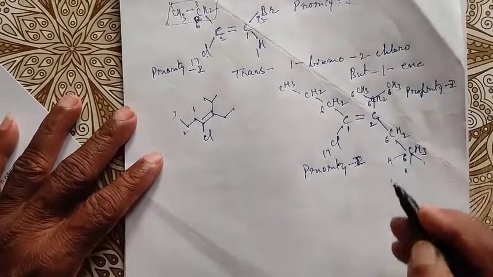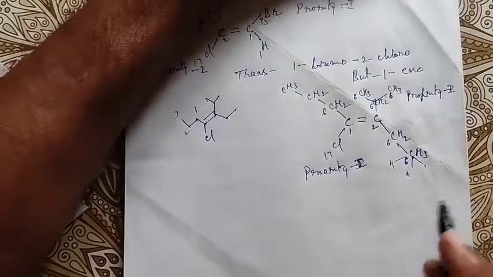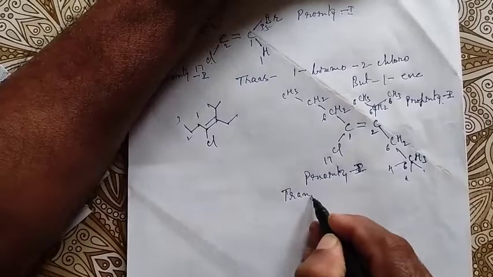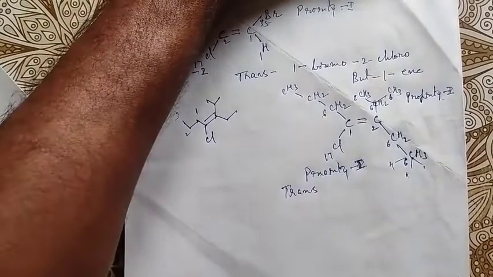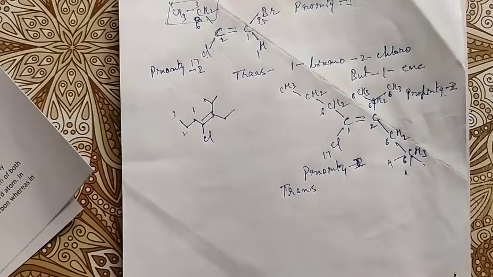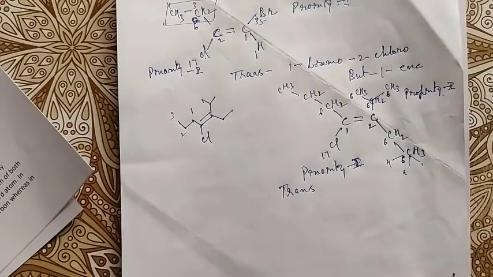So here the priority groups are chlorine and isopropyl, and they are on the opposite sides. As priority groups are on the opposite sides, therefore this is a trans isomer. Now, what is the name of this substance?